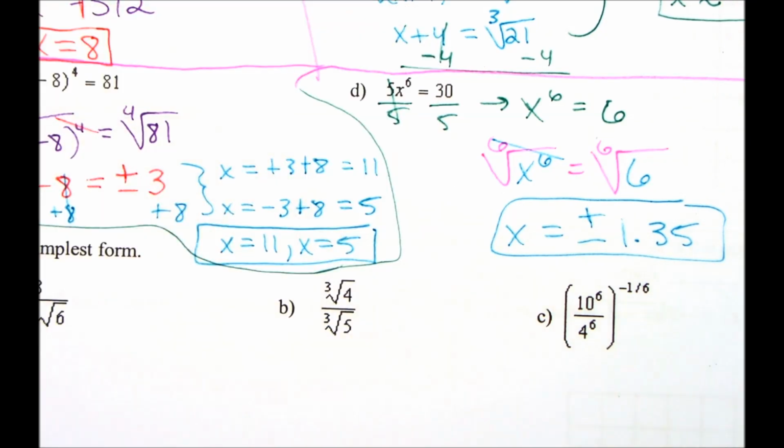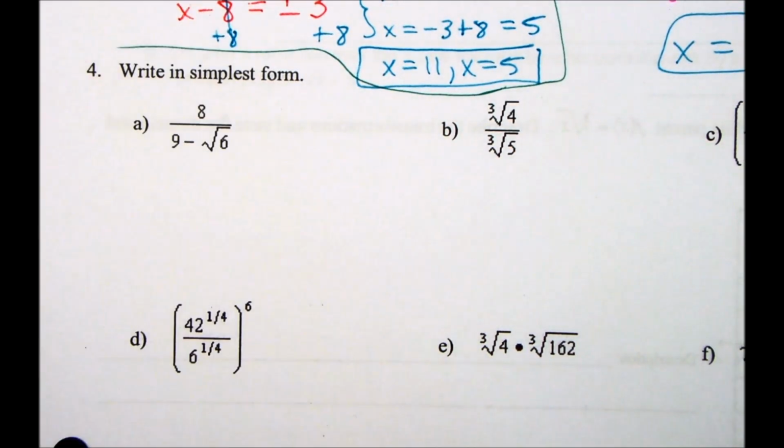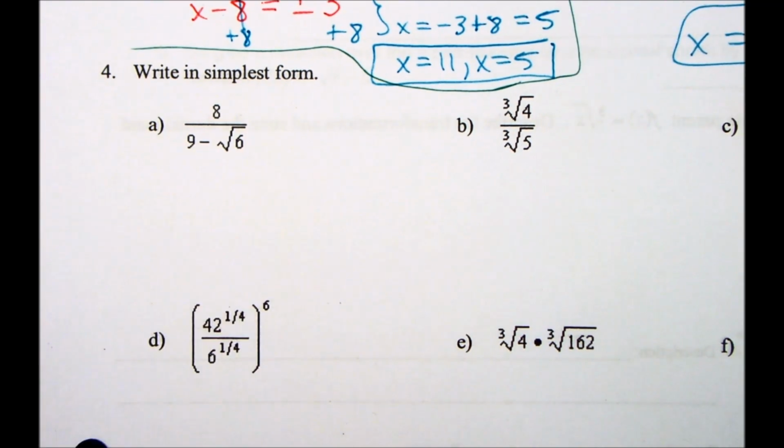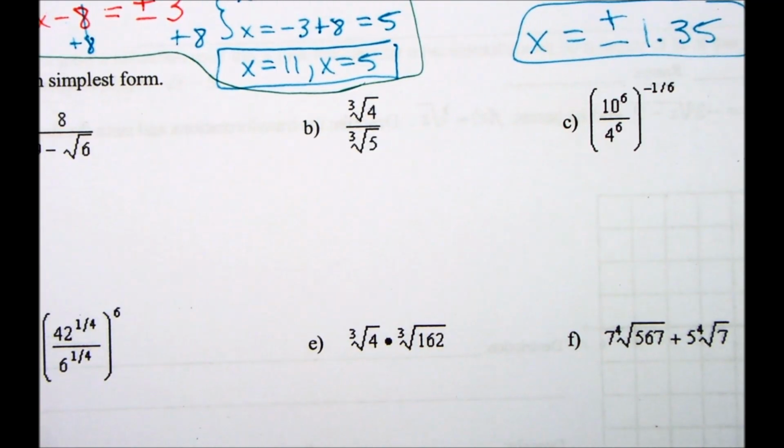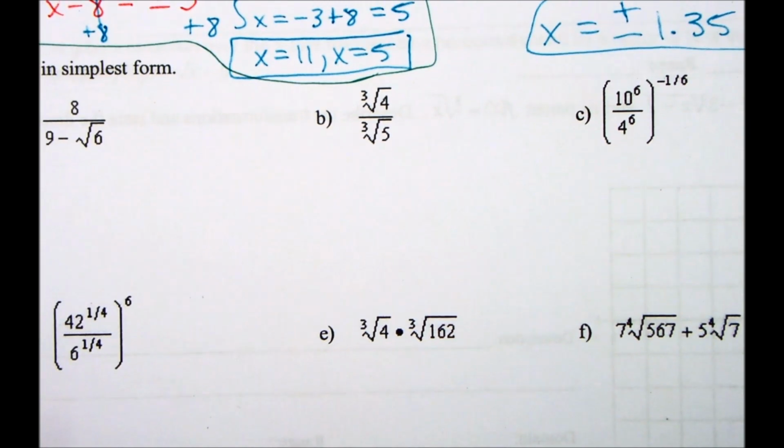All right, so hopefully you will understand those equations. The next part is simplifying, or writing something in simplest form. So there were 3 conditions with simplest form. Number 1, you cannot have a radical in the denominator. Number 2, you cannot have a fraction under a radical. So you cannot have a radicand that's a fraction.